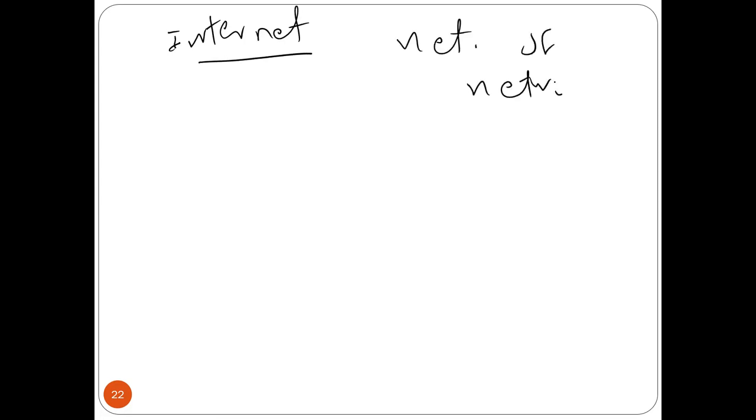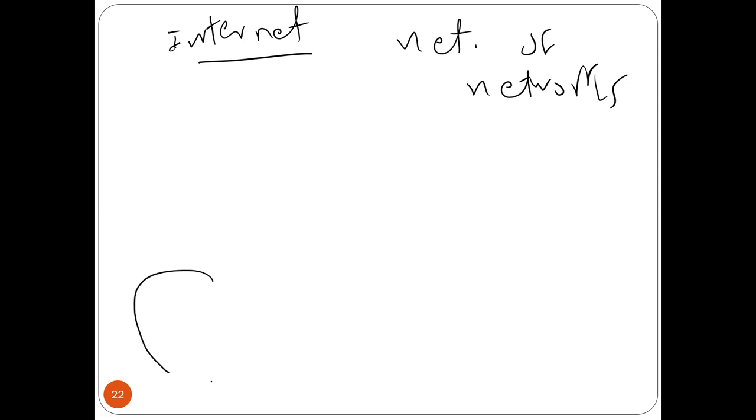Okay. So what happens is that, guys, the internet is actually what you call a network of networks. It's a network of networks. So what this means, okay? And it's going to be clear. Actually, this is the way the internet is made, okay?